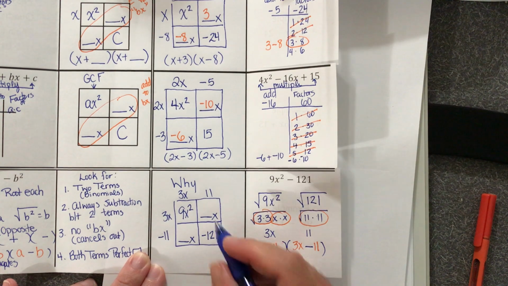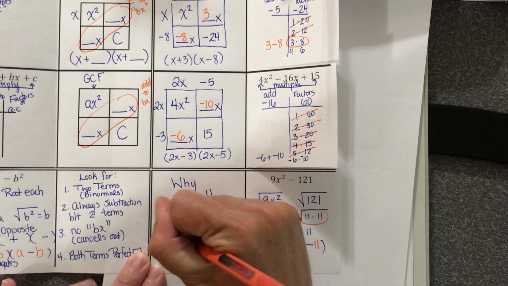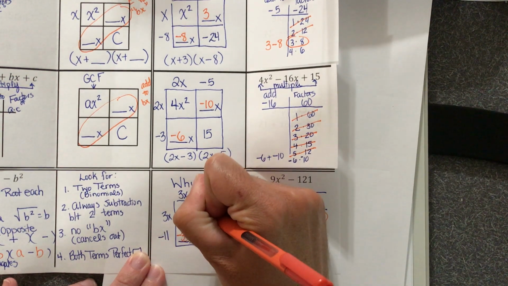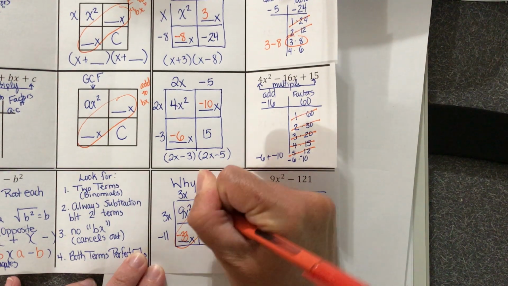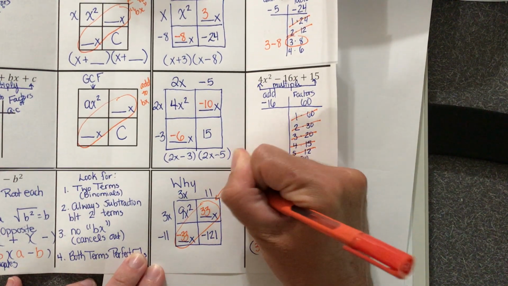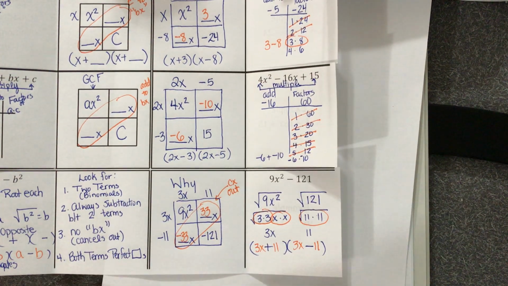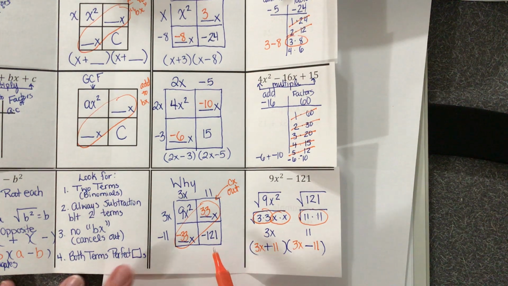the negative 11. So 3x times negative 11 is negative 33x. 3x times positive 11 is positive 33x. And again, these two cancel out and they're gone. And so then that's going to leave me with the 9x squared minus 121.